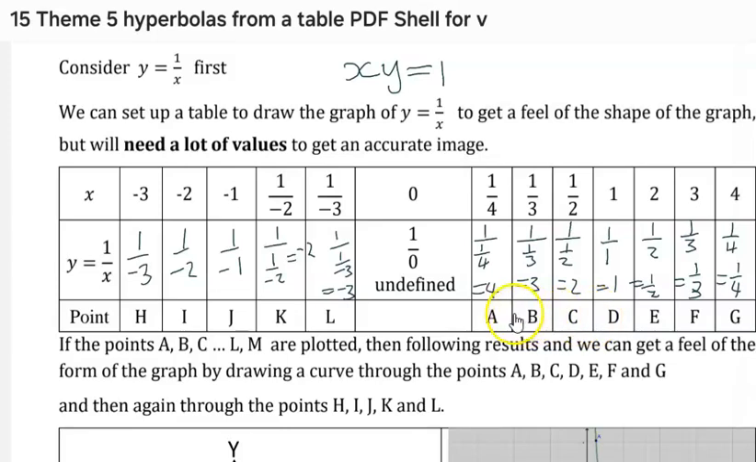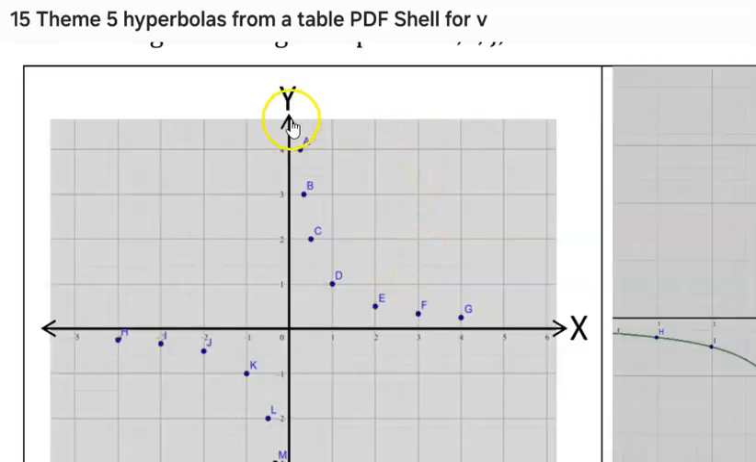A, B, C, I started with the positive values here and then just labeled them. So on the graph here, you will see I have plotted these points A, B, C, etc. A was at a quarter and we got a value of 4 for that, and B was at a third and we got a value of 3. C was at the point a half, we got a value of 2, etc. And you can see it makes a nice curve like this.